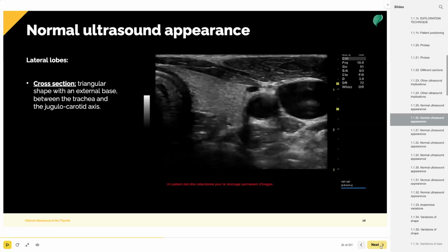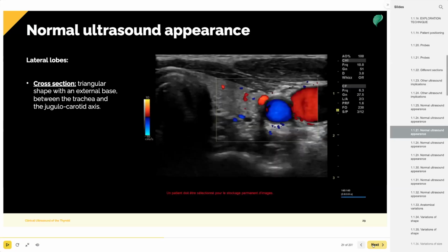This is the cross section. In the cross section, this is the transverse section of the thyroid lobe. We can see that it is more of a triangular shape. Also, it can look more trapezoidal as well. Specifically, now we're looking at the left lobe here, with the trachea, the carotid, and the jugular vessels clearly visible. This is the carotid, the trachea, the jugular vein.